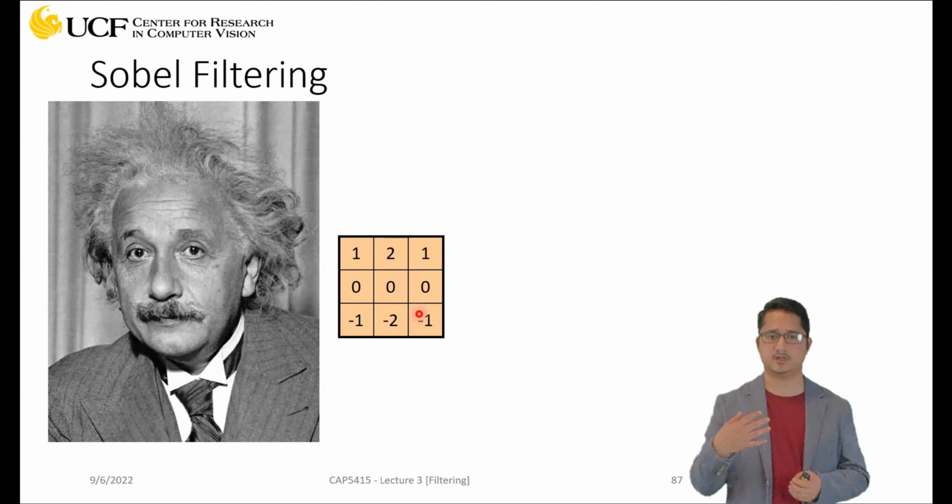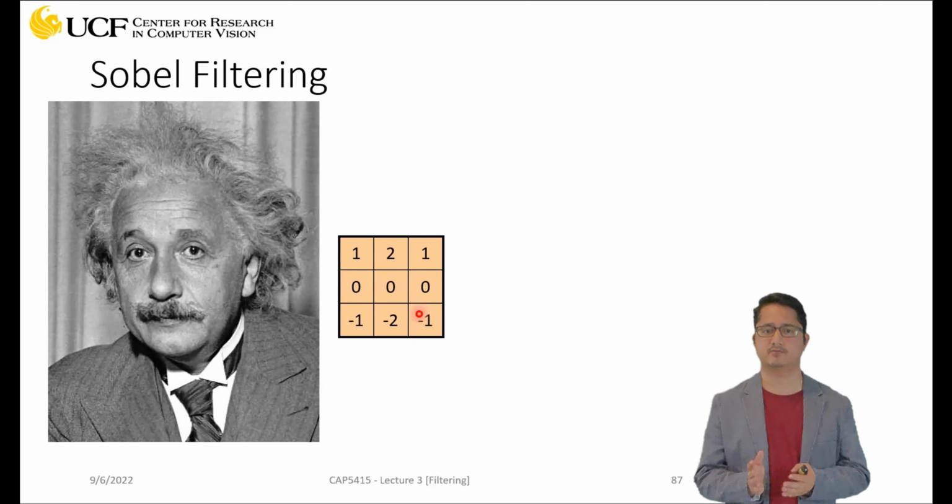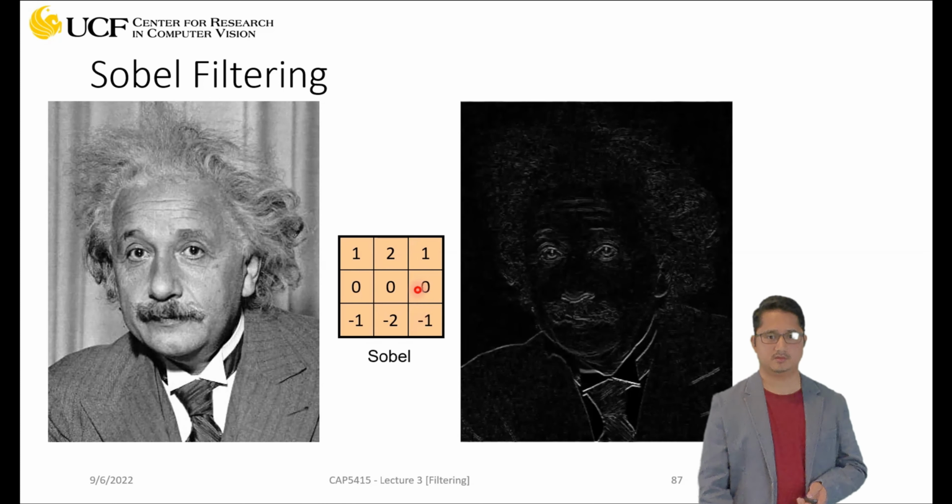Okay, so don't worry if you don't understand how we are getting horizontal and vertical edges, because we are going to cover that when we talk about derivatives and all that. So if you perform filtering using this filter on this image, you can see all these are the horizontal edges present in the input image.